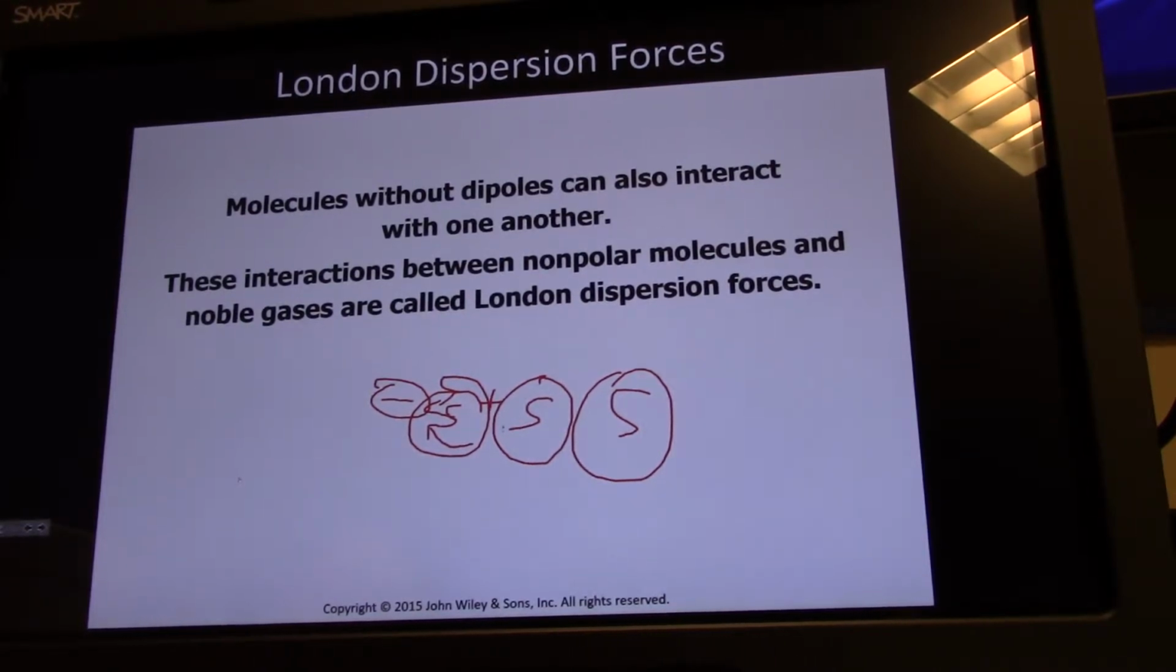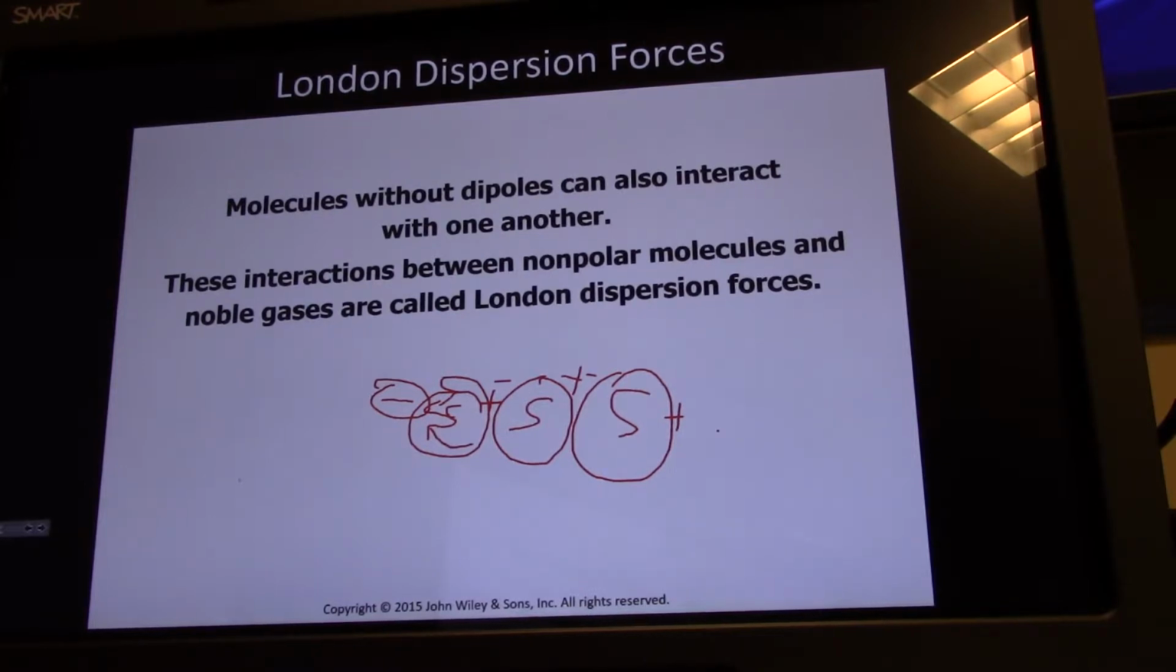But that affects the atom next to them. This side becomes negative, this side becomes positive. That affects the atom next to it. This side becomes negative, this side becomes positive. And now that's always going to be changing, because now the electrons may all move over here, making this side negative, this side would be positive, this side would be negative, this side would be positive.